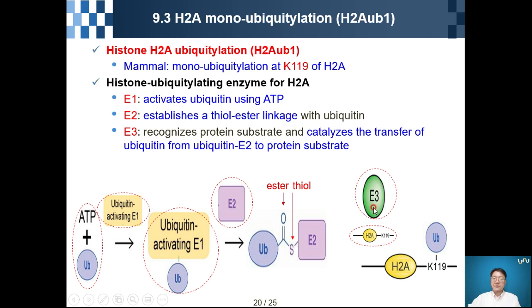After that, E3 catalyzes the transfer of ubiquitin from ubiquitin E2 to the protein substrate. So finally, they will make H2A UB1. It's like this. So this procedure is exactly the same as for H2B. However, the E3 enzyme is different from that of H2B. In the next slide, I will explain the E3 ligase enzyme for H2A.